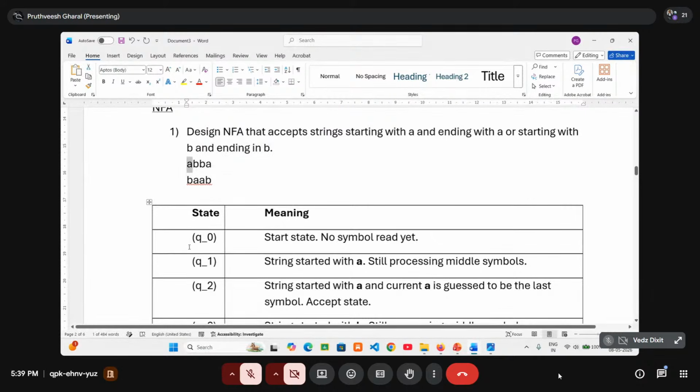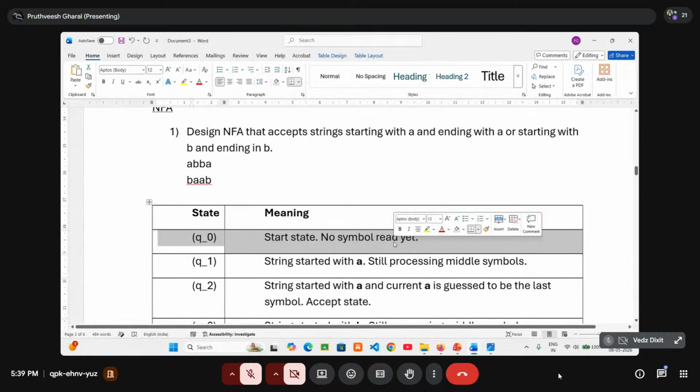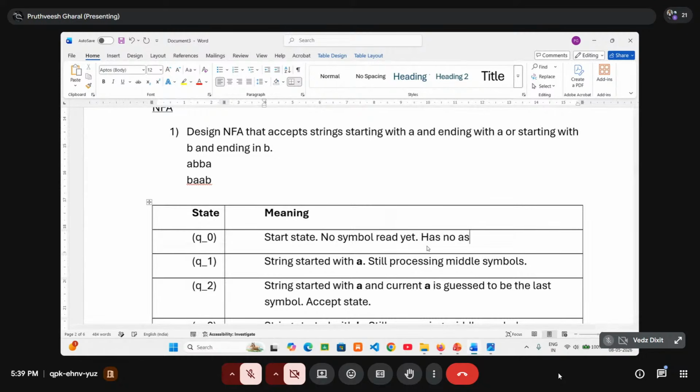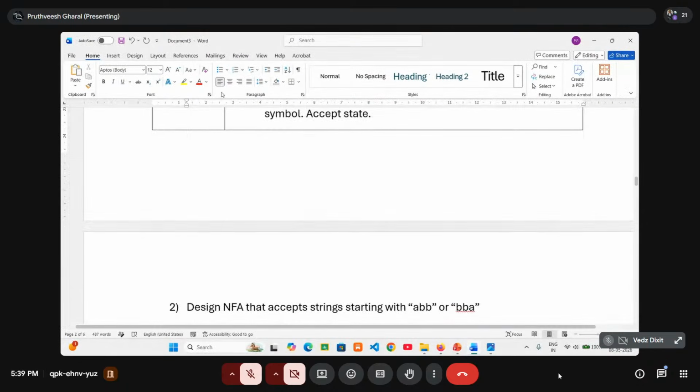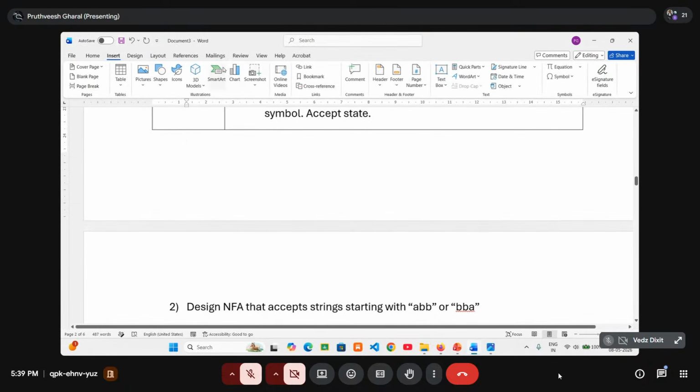So whenever we start this machine, Q0 should be something that has no assumptions. So no assumptions. Now let's say from Q0, I will draw a table here. Just a minute.